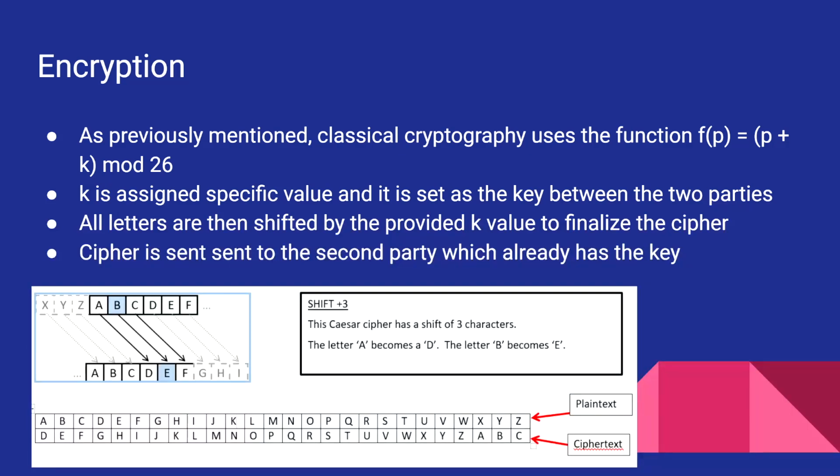As previously mentioned, classical encryption uses the function f of p equals p plus k mod 26. K is assigned a specific value and is set as the key between the two parties. All letters are then shifted by the provided key value to finalize the cipher. The cipher is then sent to the second party, which already has the key, and that's when they decrypt it.